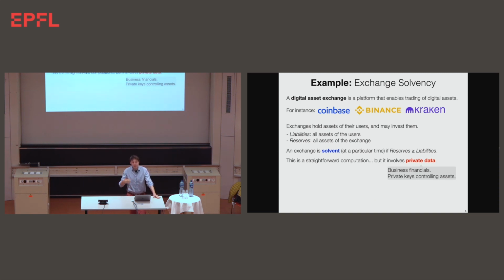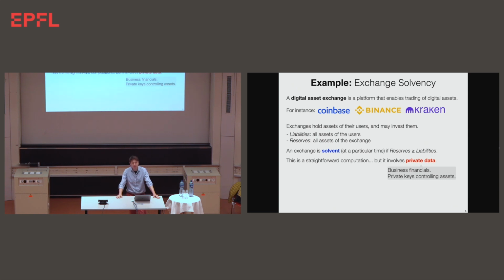However, even though this is a straightforward computation, sort of tally up all of the liabilities and tally up all the reserves and compare these two numbers, this is not a computation that others can do. Like I, as a user, I would like to do it. I would like, I don't know, every morning to wake up and run this computation and make sure that the exchanges where I have deposited my assets are solvent. Even though this is a simple computation, I cannot do it.